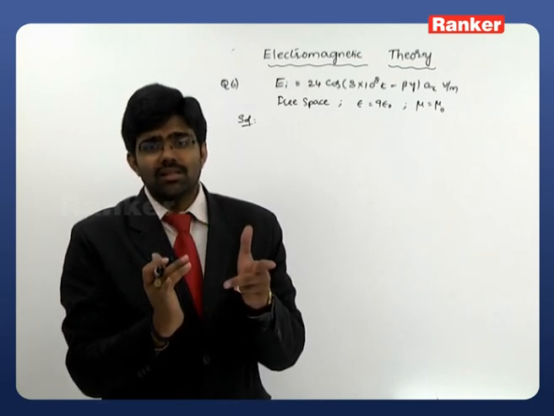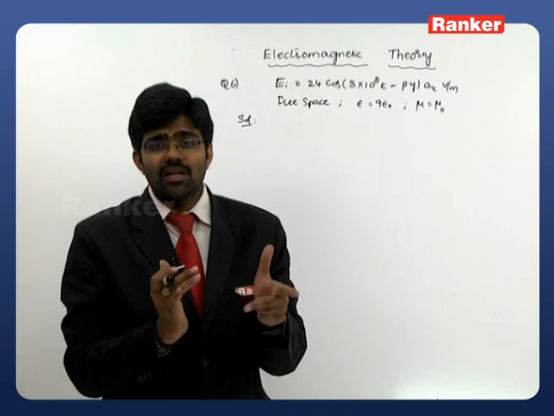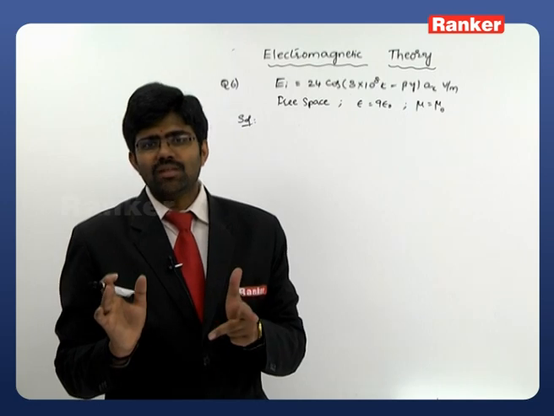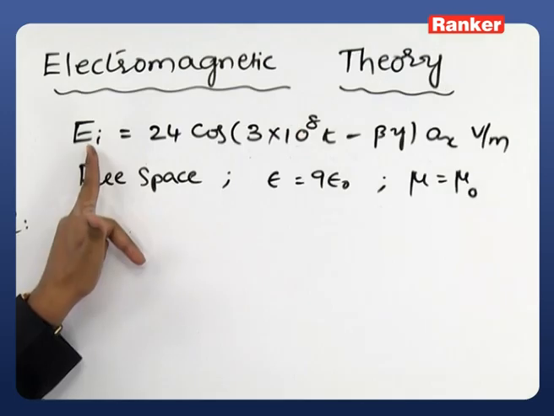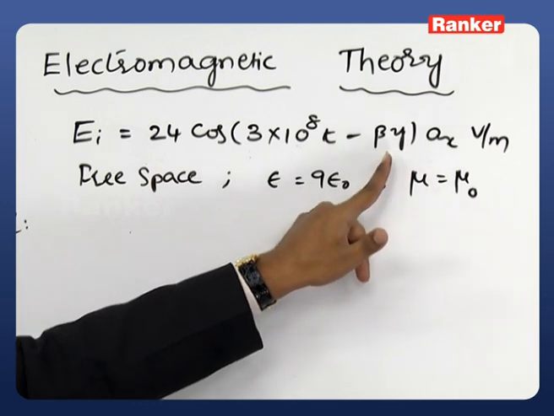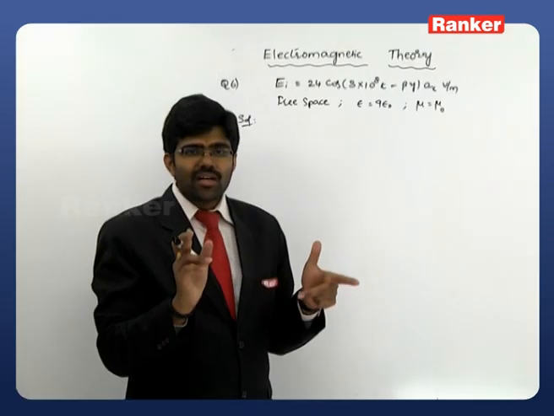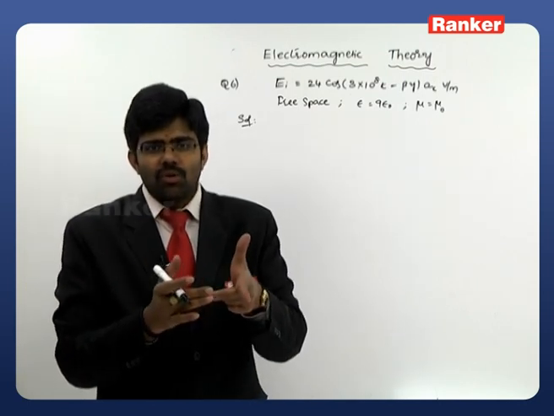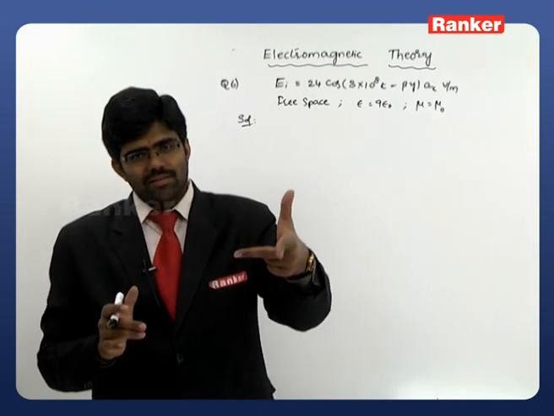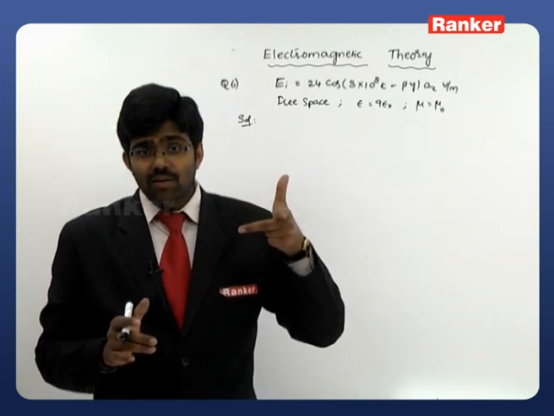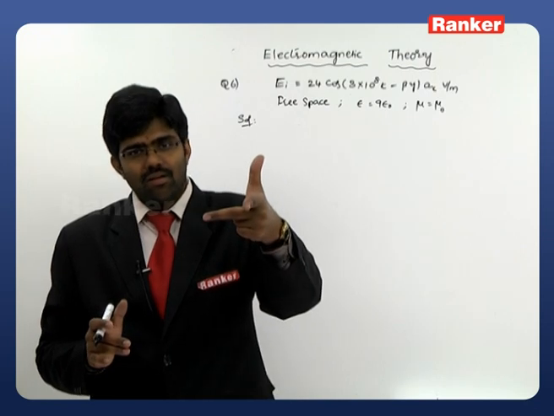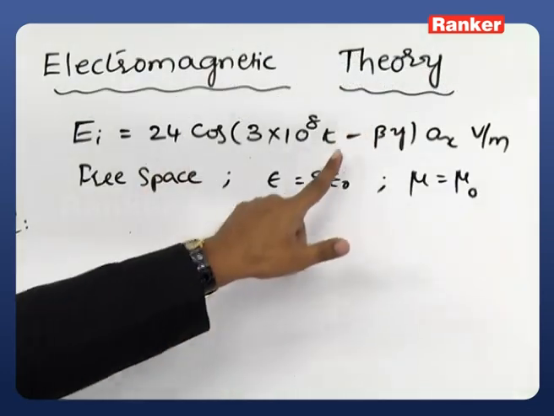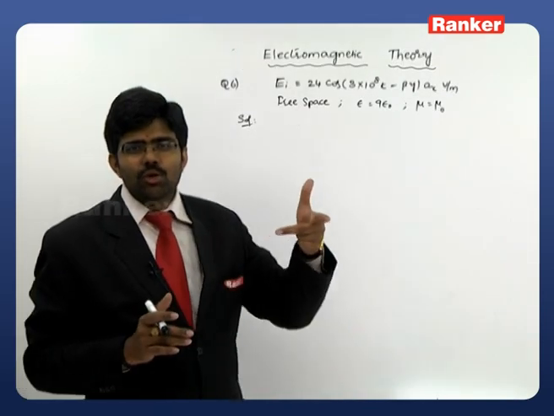So in the answer, if we are supposed to take the direction of our magnetic field, we need to take it as Z. Don't take it as X, because the electric field is in the X direction and the wave is traveling in the Y direction, so the magnetic field is definitely along the Z direction. Clear? Now imagine the wave is traveling like this. It is traveling in the positive Y direction initially. Whenever we consider the positive Y direction, we will get a negative sign here.